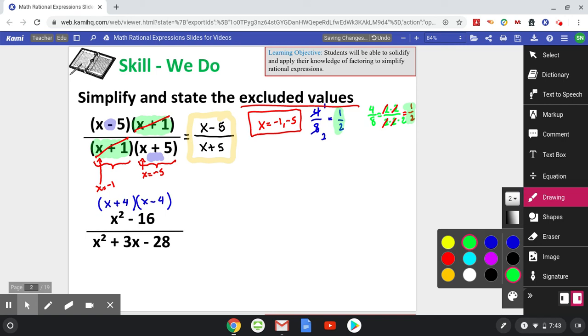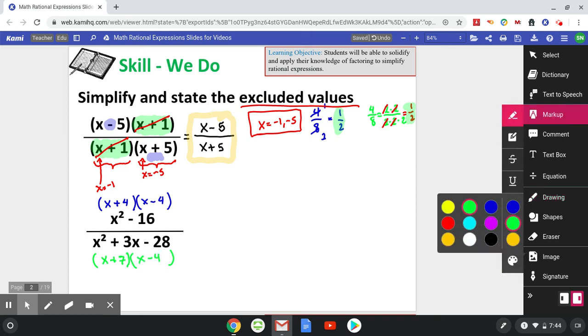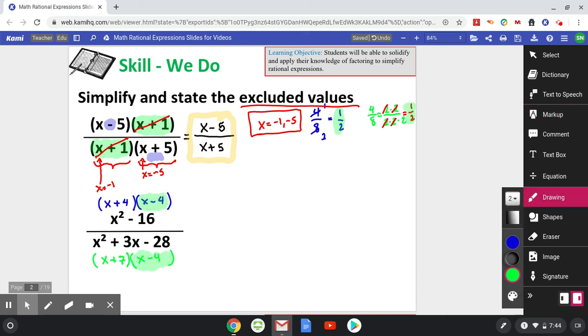I will also be factoring the number at the bottom. For the number at the bottom, I will use the pound sign method. This is factoring a trinomial. I get 2 binomials, and my factors would be x plus 7 and x minus 4. Now let's see, what can I cancel? I have an x minus 4 here and an x minus 4 here. Therefore, those two would be canceled.